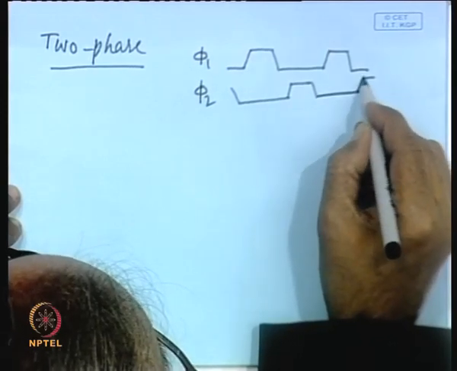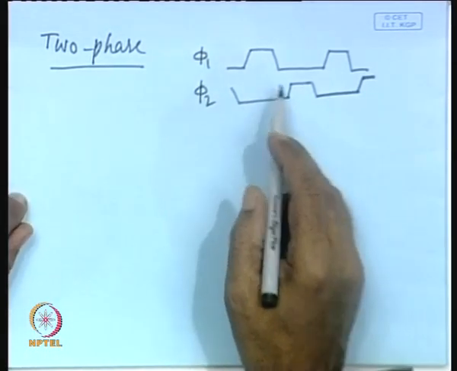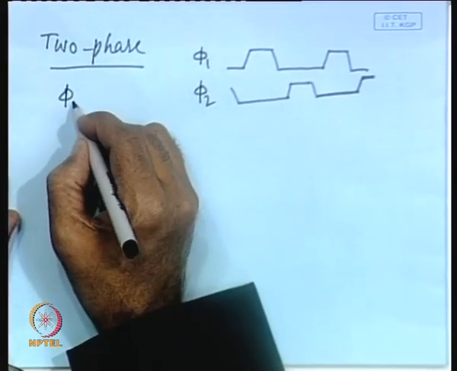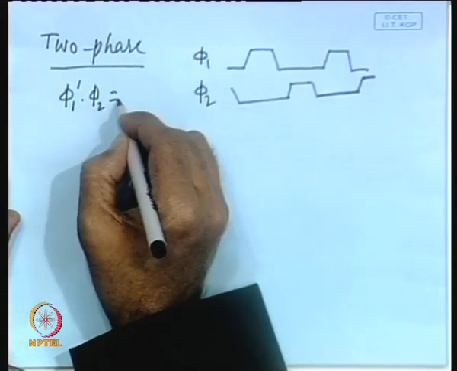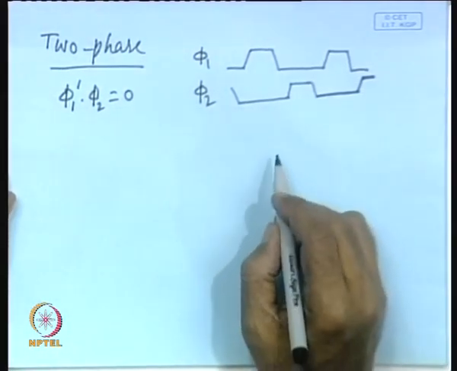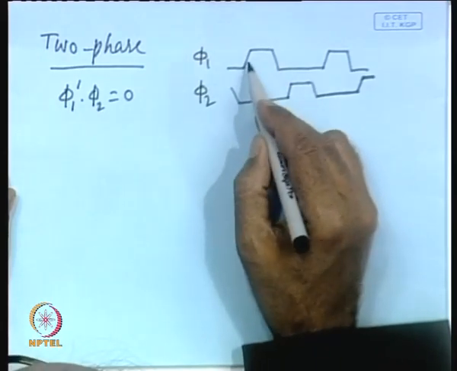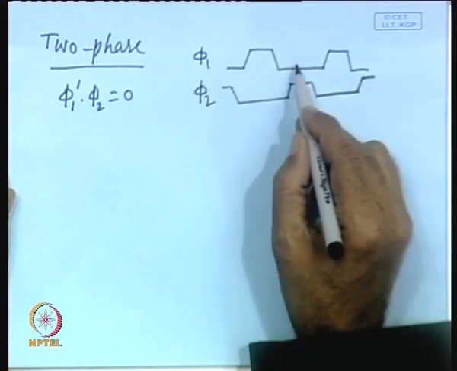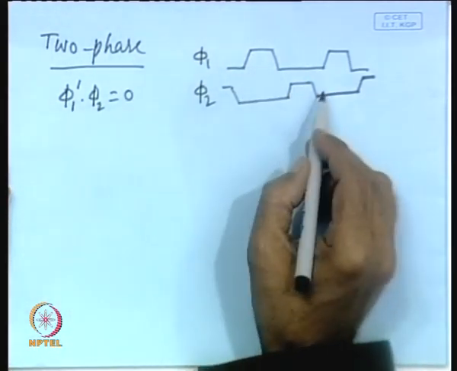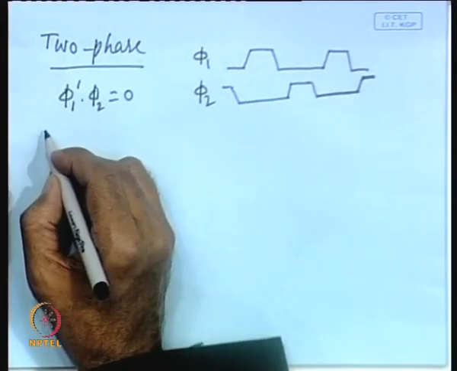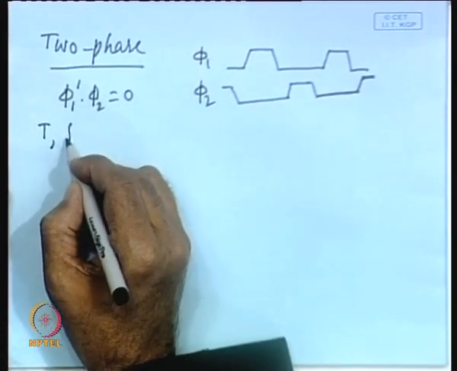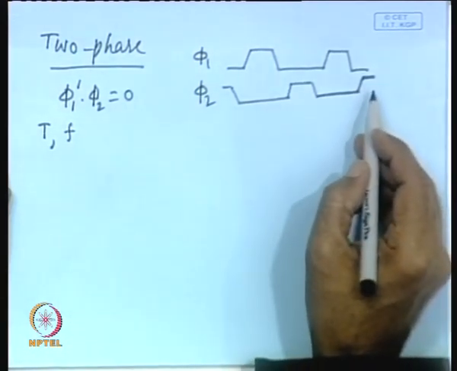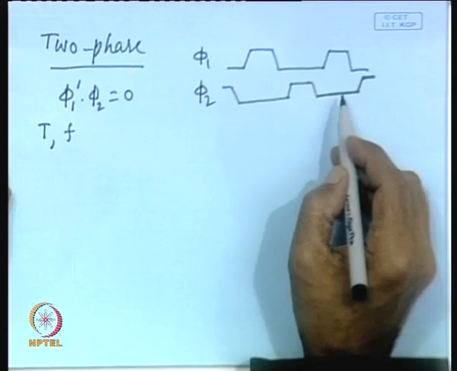They are called non-overlapping. By non-overlapping, we mean they are never simultaneously on. That means phi 1 and phi 2 is always 0, as you can see. That means when phi 1 is 1, phi 2 is 0, and when phi 2 is 1, phi 1 is 0. So, what are the different states it can have? Of course, it will have the time period and frequency like single phase. But in addition to that, what are the other features of a two phase clock?